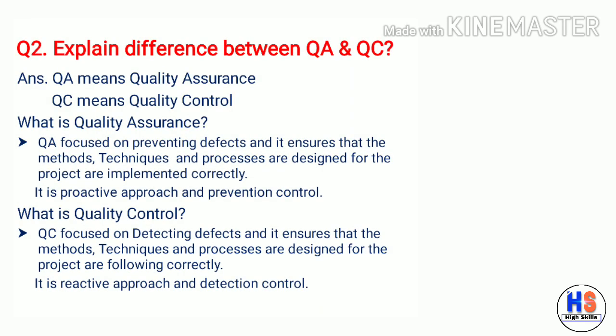Let's move to the second question. Explain difference between QA and QC. Its answer will be QA means quality assurance and QC means quality control. So what is quality assurance? QA focused on preventing defects and it ensures that methods, techniques and processes designed for the project are implemented correctly. It is proactive approach and preventive control.